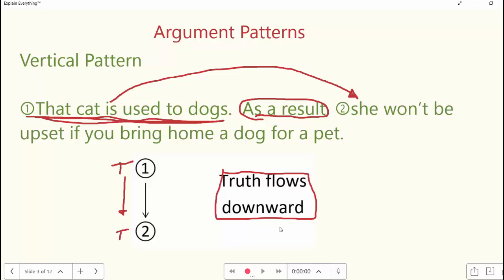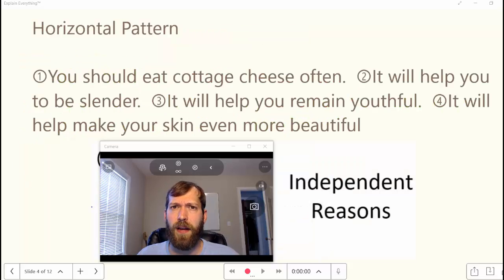Let's look at the next pattern. The next pattern we're going to look at is called the horizontal pattern. And so let's take a look at the argument in question in learning about this pattern. So it says, you should eat cottage cheese often. It will help you to be slender. It will help you remain youthful. It will help make your skin even more beautiful.